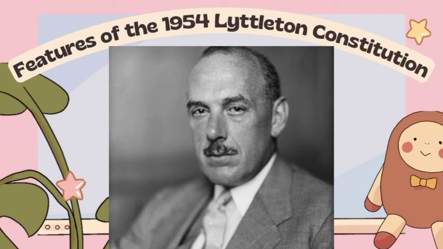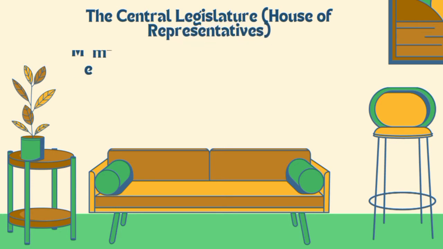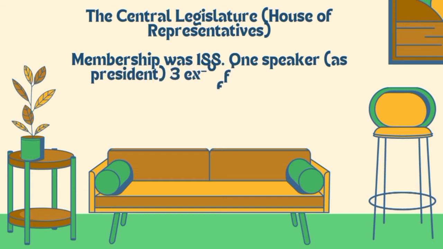Now let's look at the features of Lyttleton Constitution. Of course, just as we have said, Maffasen Constitution was revised through these constitutional conferences. That is the 1953 Northern Constitutional Conference and the Lagos 1954 Constitutional Conference. Now, what are the various features of the Lyttleton Constitution? Now, let's look at the central legislature. It was known as the House of Representatives, just only one chamber, unicameralism.